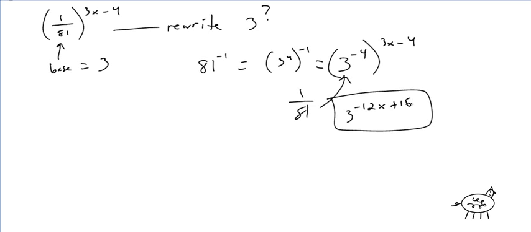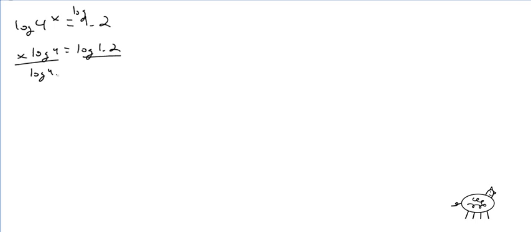Alright, let's try another one here. 4 to the x power is equal to 1.2. Well, you can either use logs or the TI, so let's do both again. I take the log of both sides. So it's x log of 4 equals log of 1.2. Divide by log of 4. So x comes out to be 0.1315. Pretty easy.